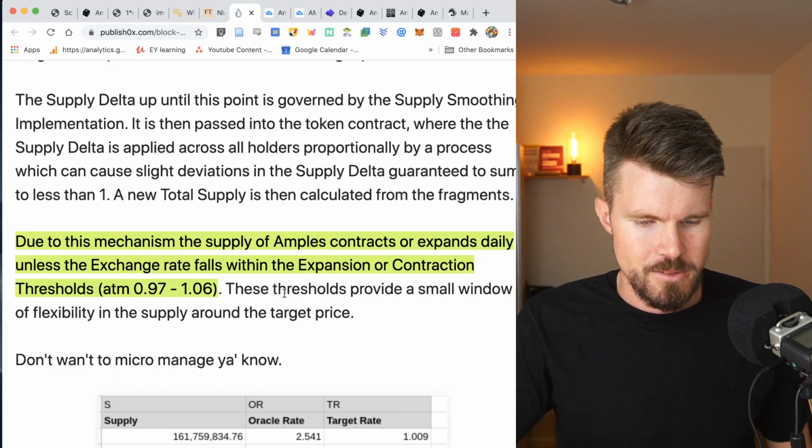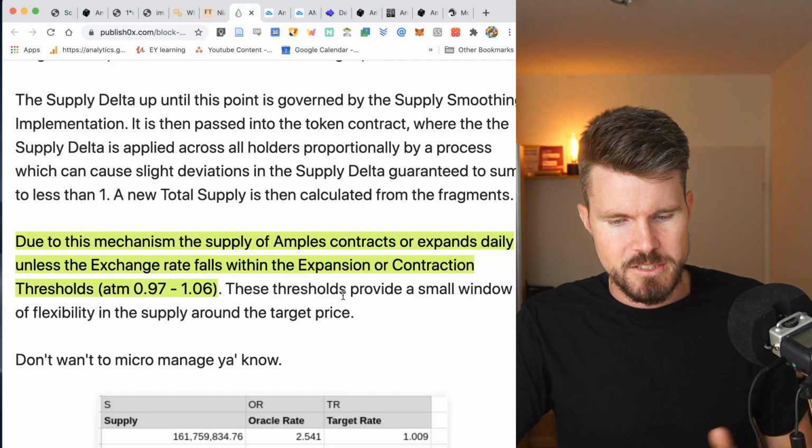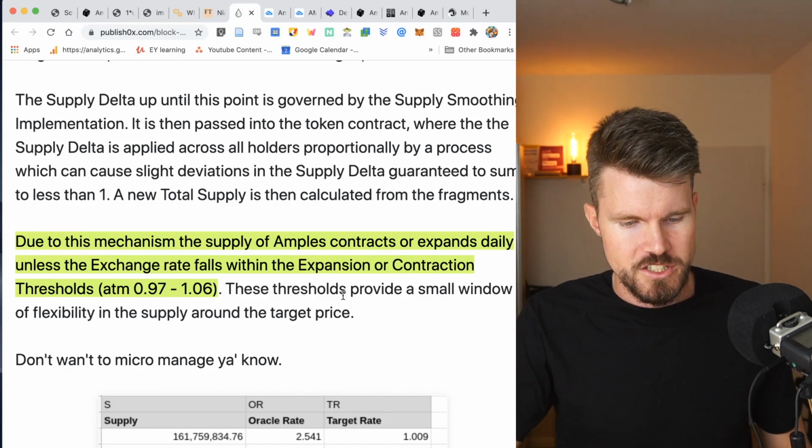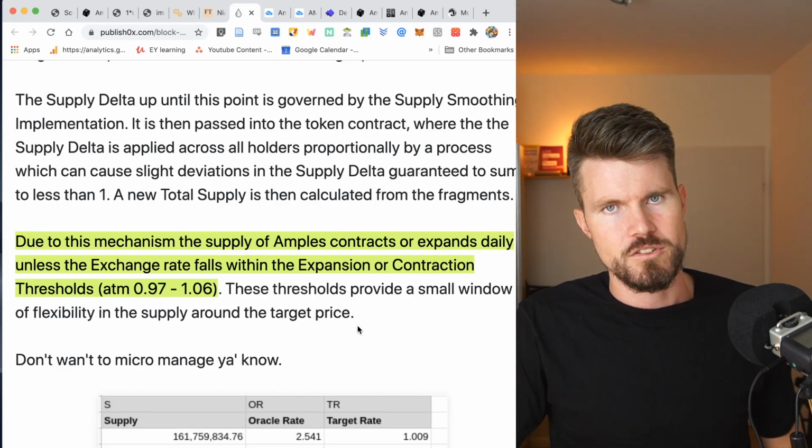So thanks to this mechanism, the supply of AMPL's contracts expands daily unless the exchange rate falls within the band that we talked about before, which is between 97 cents and $1.06.